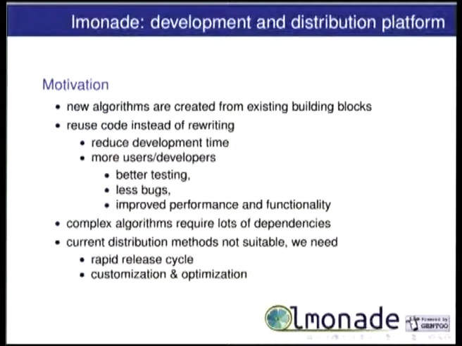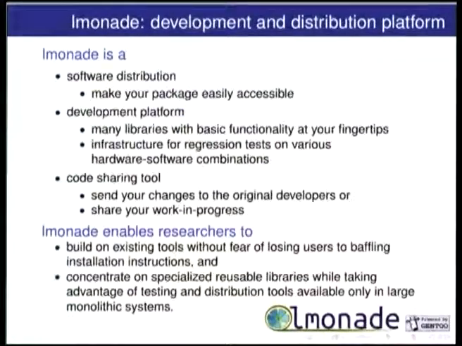And going back to Lemonade. New algorithms are created from existing building blocks, and we want the fastest libraries that provide these building blocks at hand when we are doing things. And we want to reuse code instead of rewriting. So this will reduce development time, and more users is always good. And the current distribution methods do not really satisfy the rapid release and customization and optimization requirements that we have.